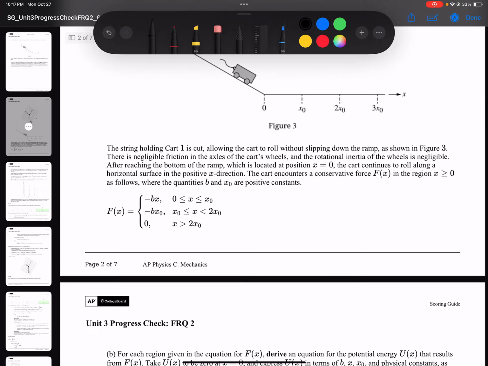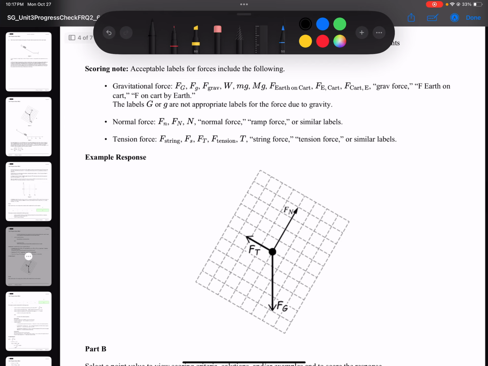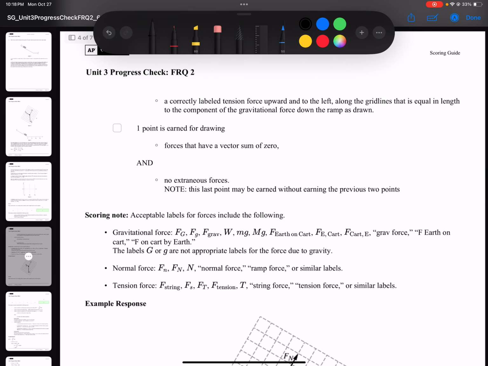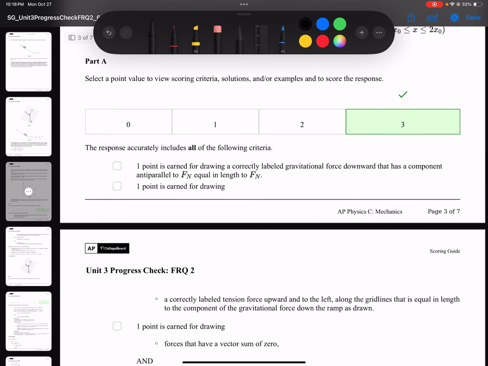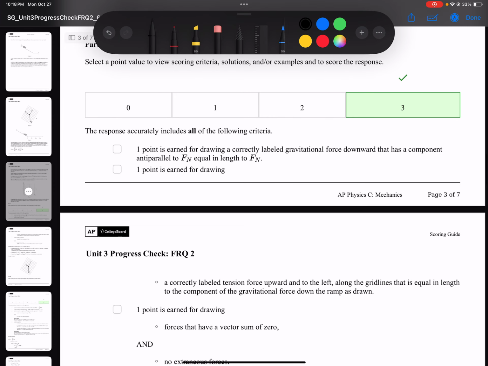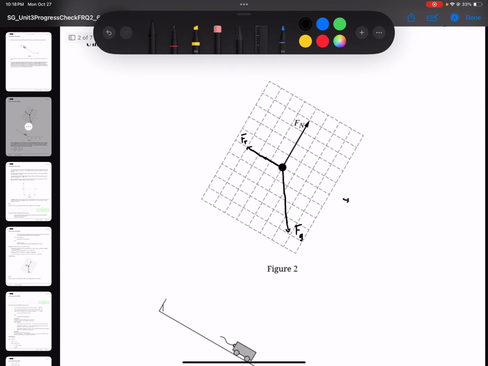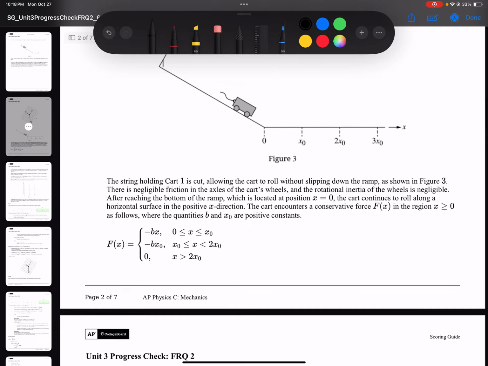Okay, so anyways, let's see here. All right, we did the free body diagram. And honestly, the free body diagram is worth quite a bit of points, right? So what was that worth? 3 points or 2 points? 3 points, all right? So making sure you correctly labeled your forces, okay? So correctly labeling the tension force going up and to the left, and that's equal to the component of the gravitational force, and then that they have a vector sum of 0. All right, so the free body diagrams, don't blunder points on these, all right? Actually take your time, draw it right, double check, and then move on, because they're worth quite a bit.